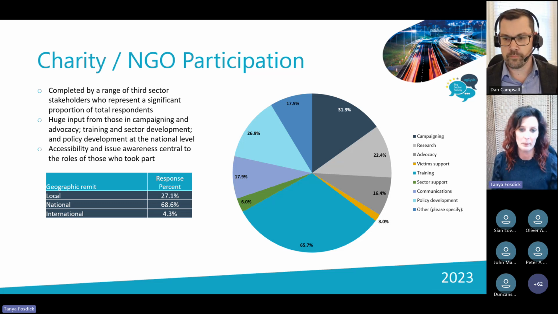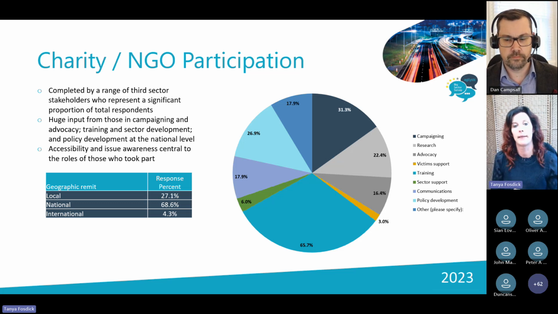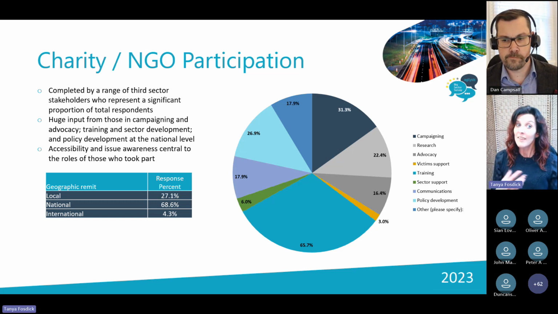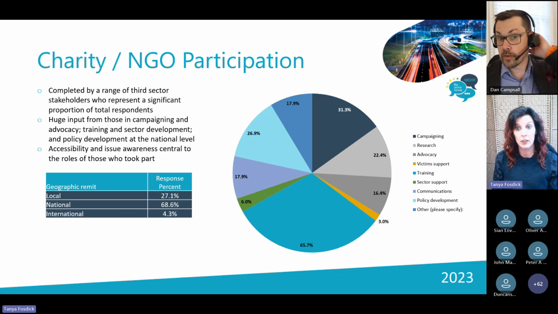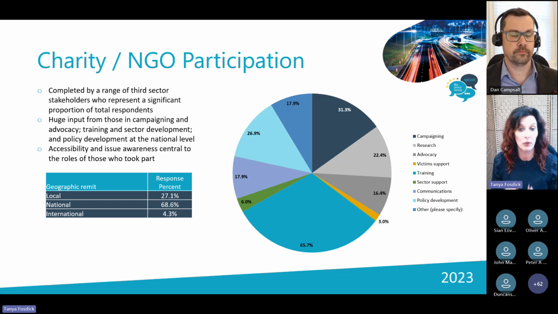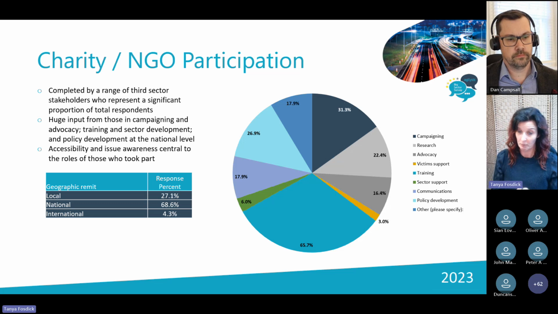Last year, we had quite a few people saying, we are part of the system, we are trying to do our bit for road safety, how can we participate? So we made sure that we included them this year. Now, there were some particular charities that we got really strong response rates from. So IAM Road Smart members, who are one of our promoters, definitely participated. Cycling UK, the AA Foundation, and Brake, just to name a few.